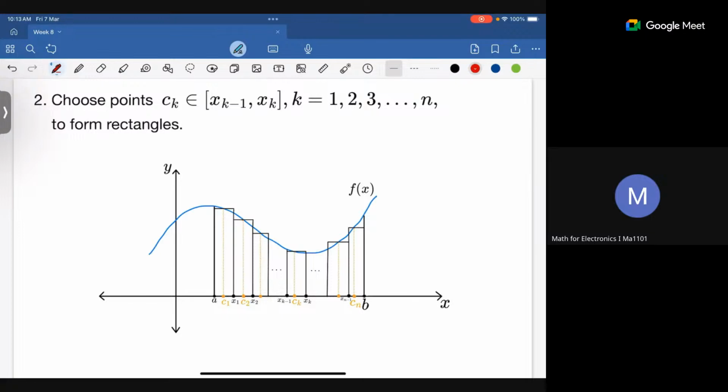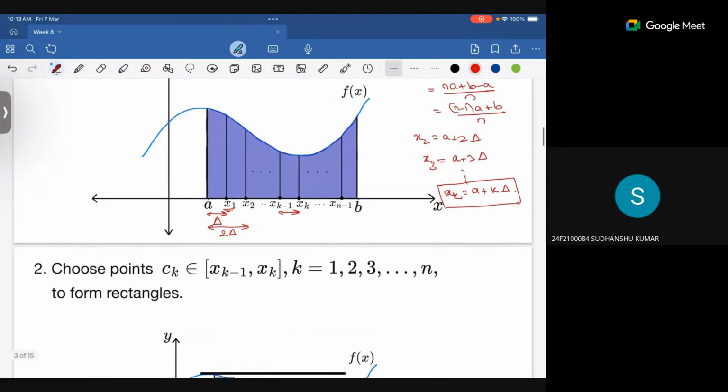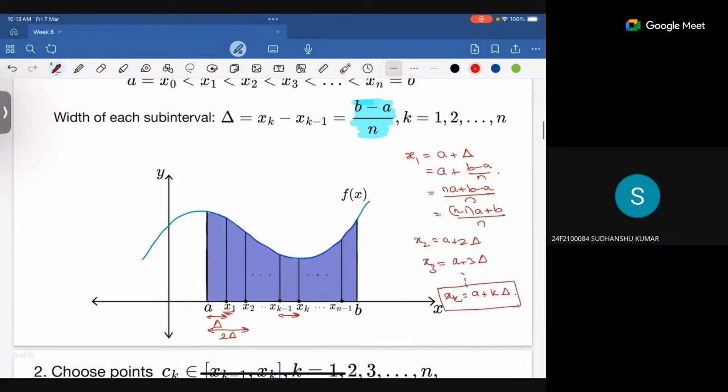Yes, Sudhanshu. Sir, I have a small doubt. If we are finding delta, that is the change, then why are we dividing by n, B minus A upon n? It should be only B minus A, I think. No, delta here is not the whole interval. Delta here is the length of each subinterval, the smaller interval.